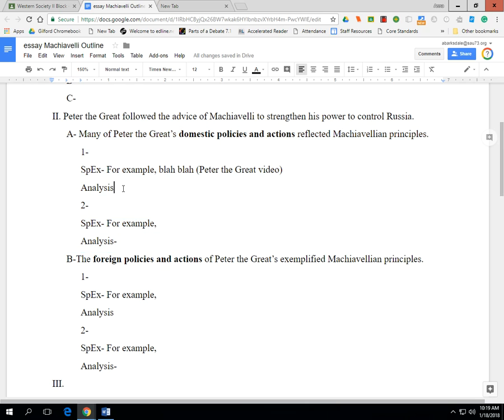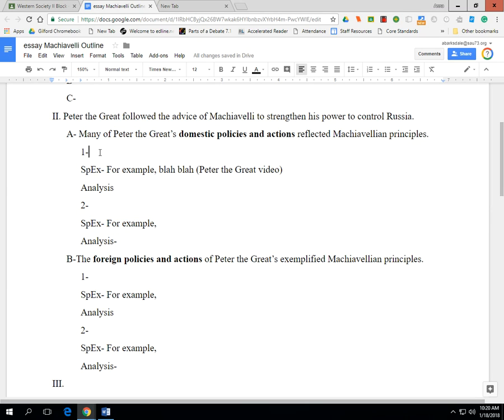Okay. On Thursday, we typed in our first specs. Remember, for example, I put blah, blah, because I don't know what your specs is about. It should use the question and it should be paraphrased with your notes in complete sentences. At the end of every specs, you should have an in-text citation that says Peter the Great video. From there, you work on your 1 and your analysis. Each of these is considered a spec set. So the 1 specs and analysis is not the same as your 2 specs and analysis. Treat them as different entities.